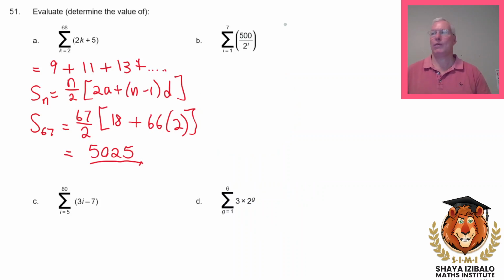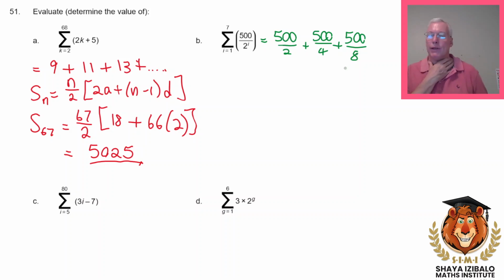Okay, so let's look at this one. If we write down the first 3 terms, the first term is 500 over 2. The next term is 500 over 2 squared. It's actually 500 over 4. And the next one is 500 over 8. Now, is this arithmetic or geometric? Are we multiplying by a fixed amount or are we adding a fixed amount? You can use a calculator if you need to, but we're hoping that you can see that the bottom is doubling. So R is a half. This is geometric with R equals a half.